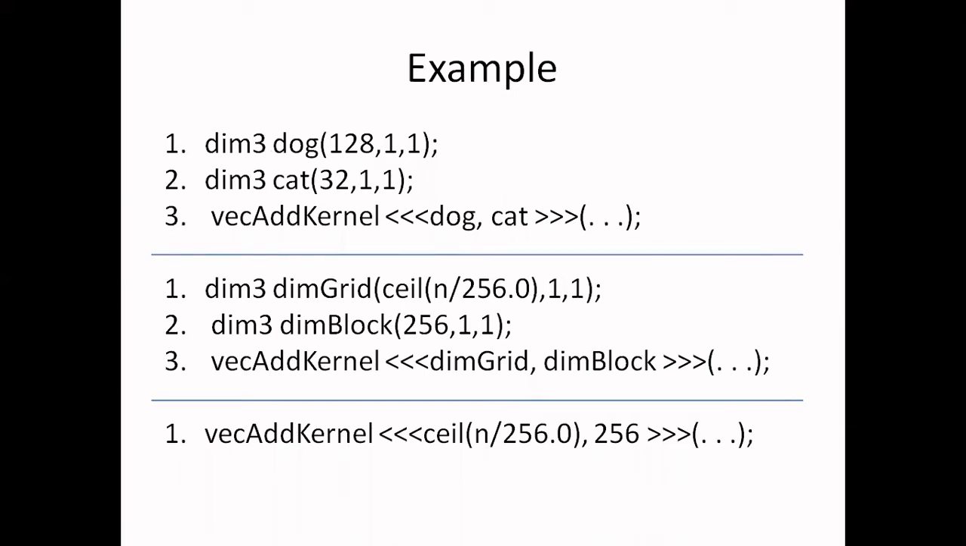So if you specify this, this is three-dimensional information. This is another three-dimensional information. So you are keeping it here to specify the organization of threads. Okay, if you specify here dog, it means 128, 1, 1, so this many blocks will be there. Cat means 32 threads in each block will be there.